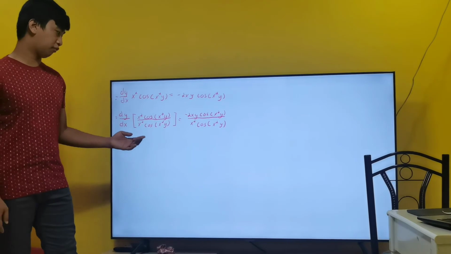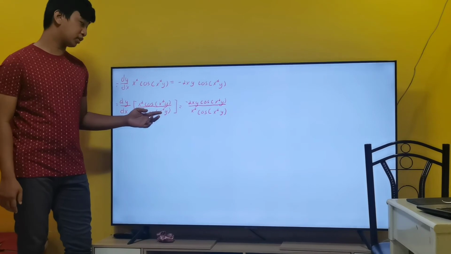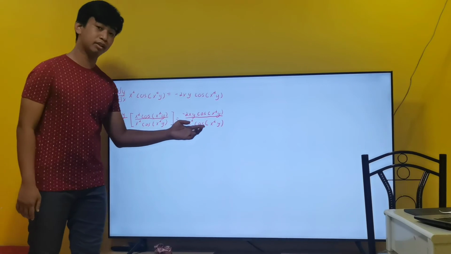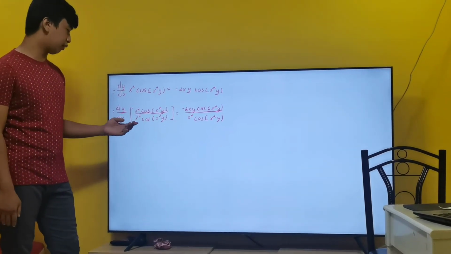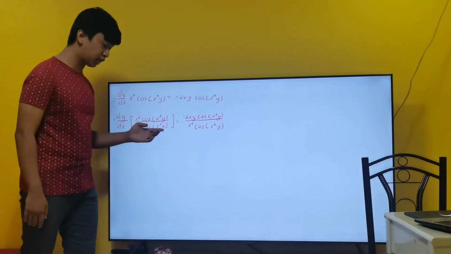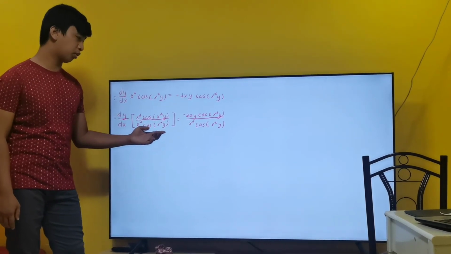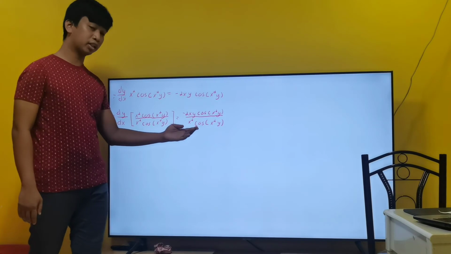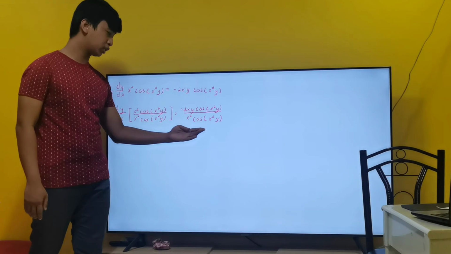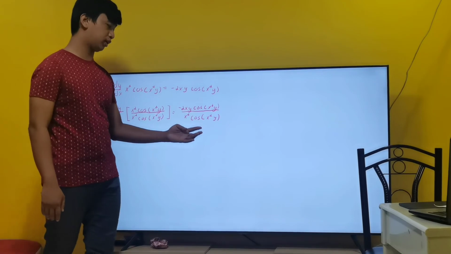So for our next step, in order for us to cancel out x squared cos(x squared y), we'll divide both sides by itself. So the equation will become dy over dx x squared cos(x squared y) over x squared cos(x squared y) is equal to negative 2xy cos(x squared y) over x squared cos(x squared y).